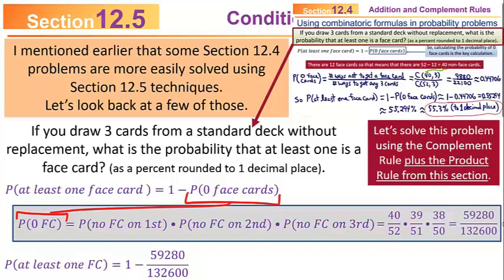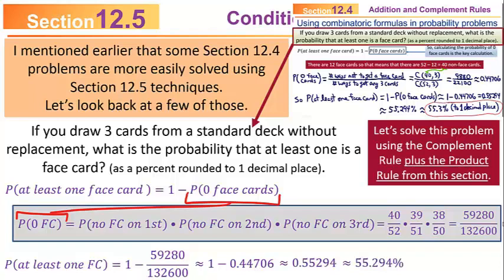So carry plenty of decimal places, and then when you round later, you will be accurate to 1 decimal place as a percent. I carried it to 5. So when I divided 59,280 by 132,600, I got 0.44706 to 5 decimal places. 1 minus that is about 0.55294. But remember, the problem said to change it to a percent and then round it to 1 decimal place.